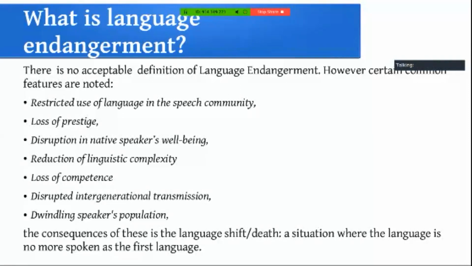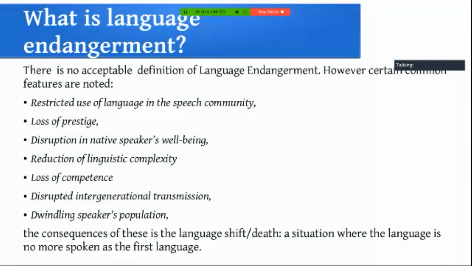The restricted use of language in the speech community here refers to the idea of domains of language. There is an idea that there are certain domains in which a language is used. If the language use is restricted to a few domains, then it is believed that the language is endangered. But this restricted use of language in the speech community is again a very problematic statement. We'll see how things are assessed, and why this becomes a problem, in the next slides as we go on. The other thing is loss of prestige.